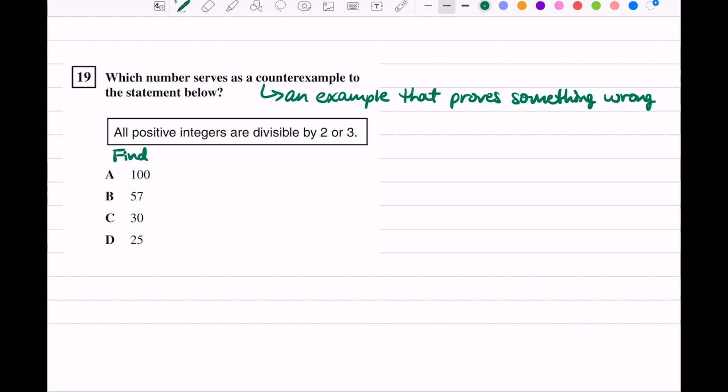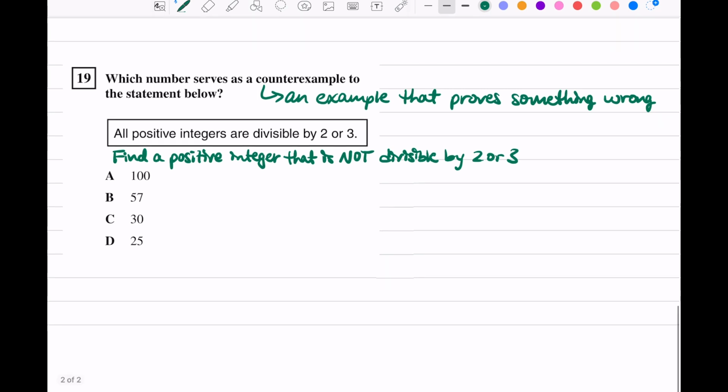So we want to find a positive integer that is not divisible by 2 or 3.